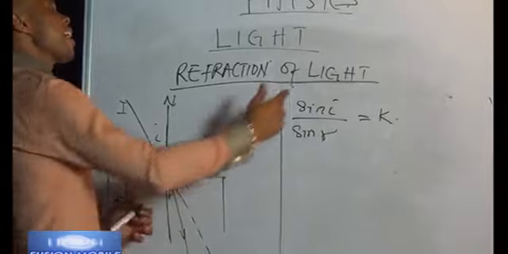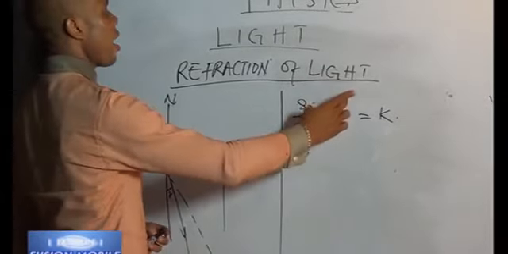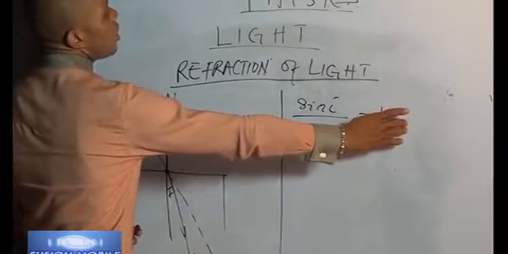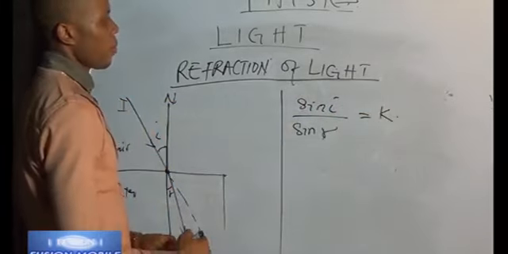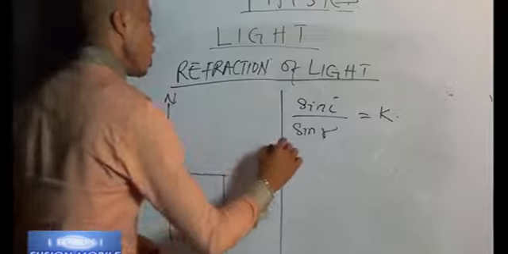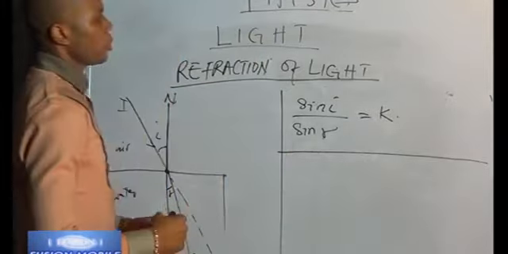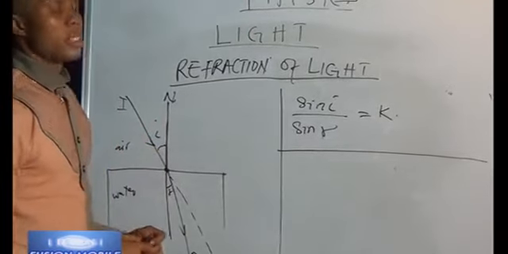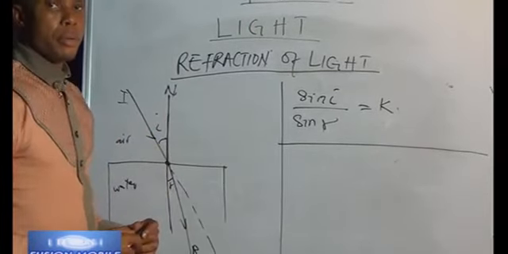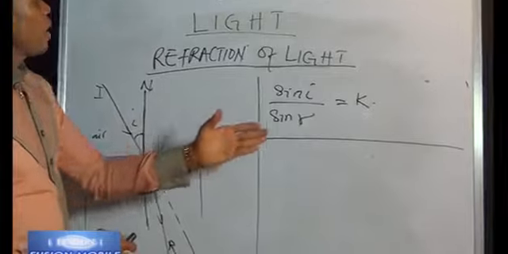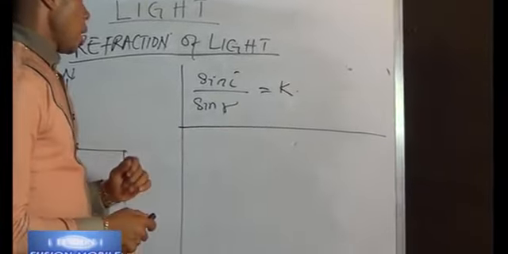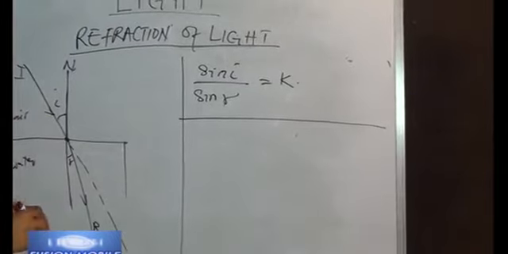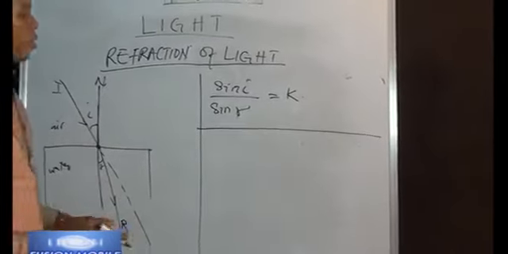What you know is that the ratio of sine I to sine R must give you something that is a constant. From there, we come down to formation of images on plane mirror. If I have a plane mirror and I want to form an image on it, most especially those of you writing WAEC, learn this diagram now.